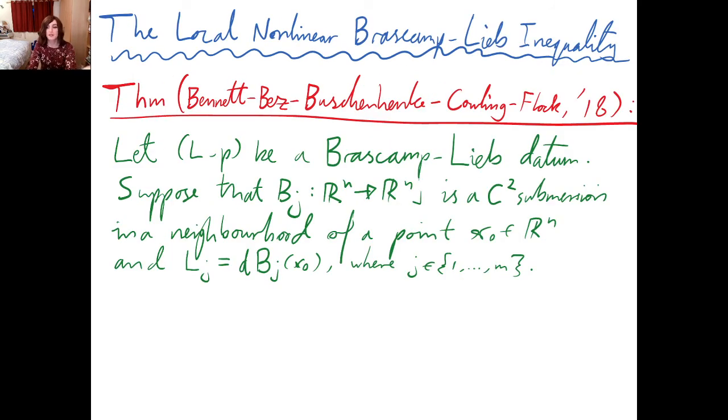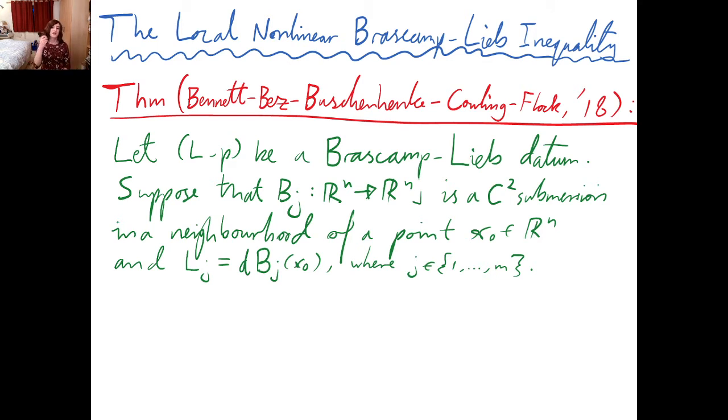So this is a very important inequality, very general. And essentially, it answers the question of, if I have a collection of nonlinear Brascamp Lieb data, if I have some submersions Bj, that if I take the derivative at a certain point, it looks like a linear datum for which the inequality holds, i.e. if it looks like a feasible datum, then is there a neighbourhood around that point on which the associated nonlinear inequality holds? And the answer is yes.